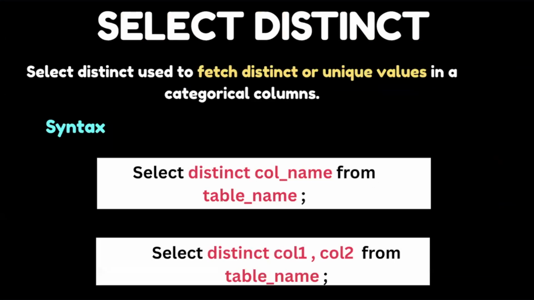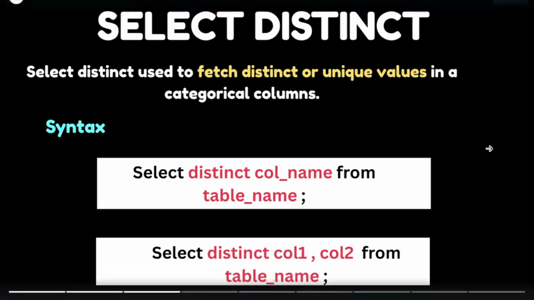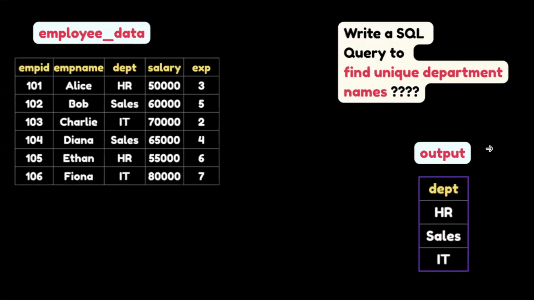So how to write a SQL query? Whenever you want to find the unique values in a categorical column, we just use a syntax like select, we just mention the distinct keyword and then the column name from table name. So this is finding distinct values in a specific column. What if you want to find distinct values in two different columns? Then the same distinct keyword and you just need to mention column 1, column 2 from table name. This is all about distinct.